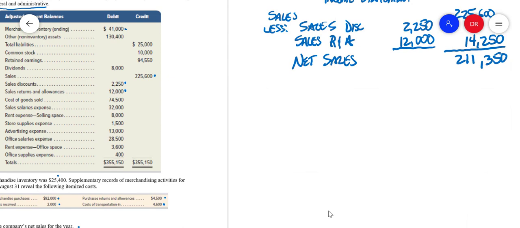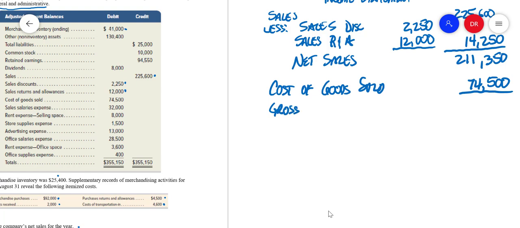So we're going to have cost of goods sold next. And that's going to be 74,500. And that will give us a gross profit or gross margin. Gross profit or margin of $136,850.